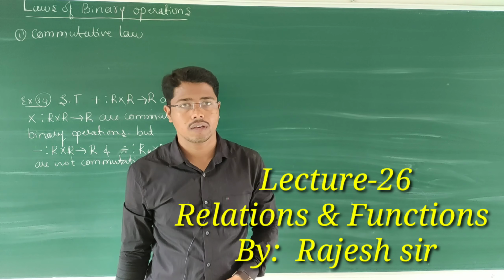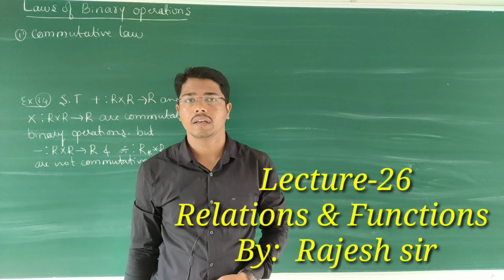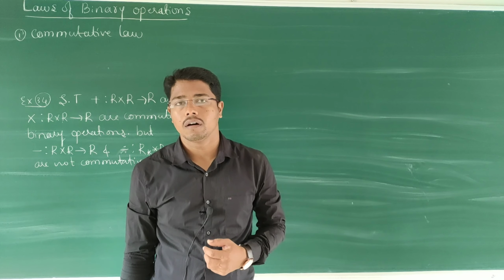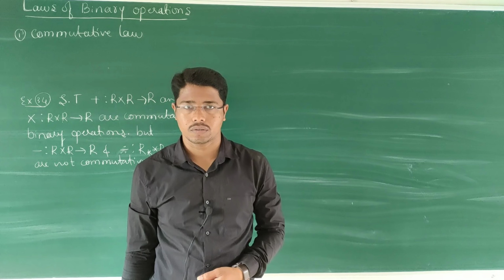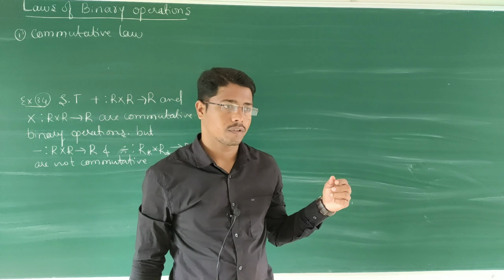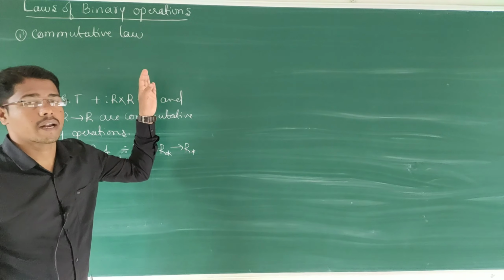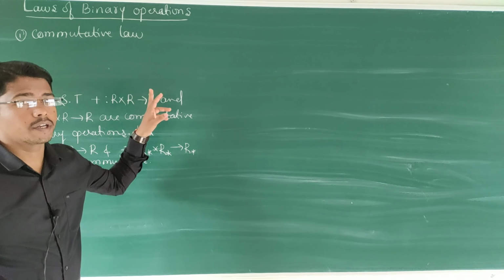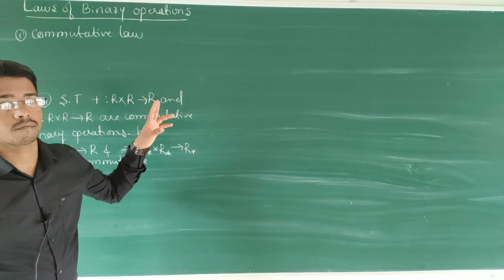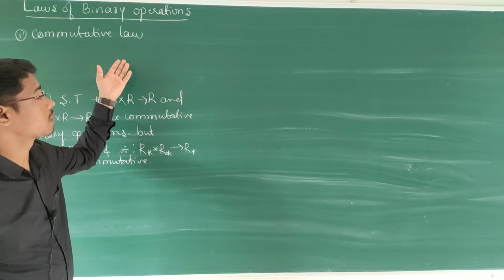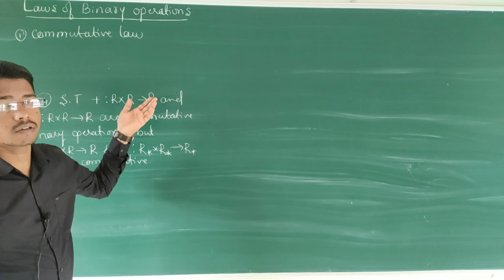So let us continue the concept of binary operations. In today's class, let us see the laws of binary operations. The first law is the commutative law. Already in the matrices chapter we have learned commutativity and associativity for matrices. So for binary operations we will learn the commutative law and the associative law.